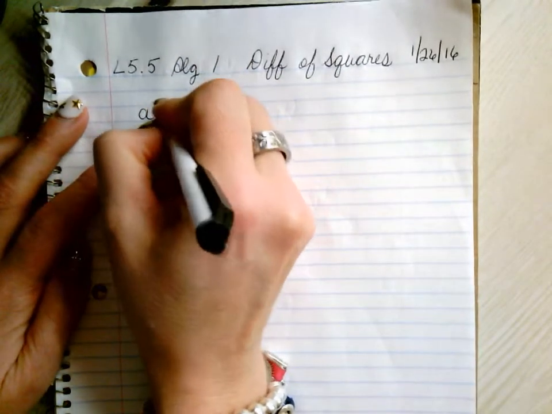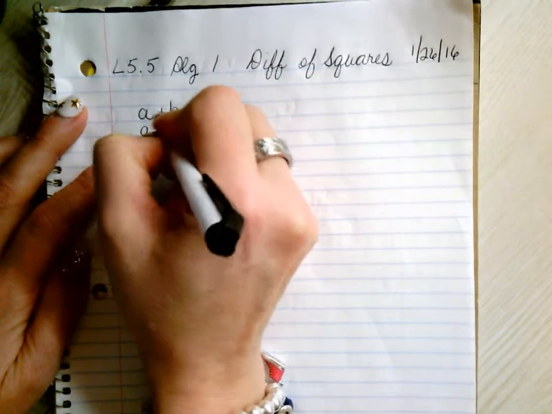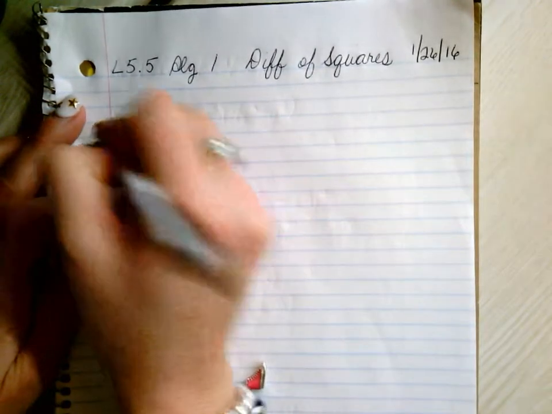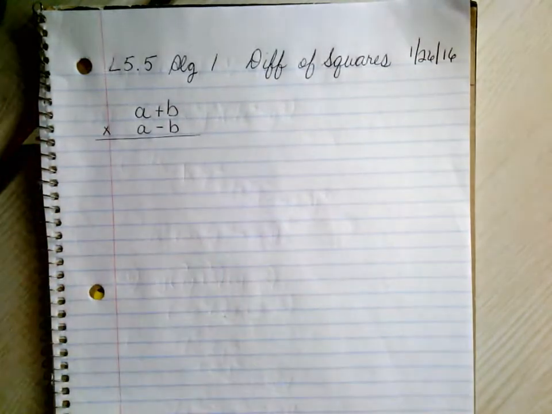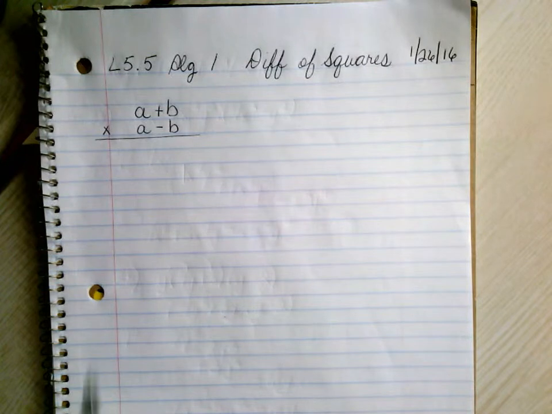Assuming that you understand, this just represents a relationship. A can be anything, B can be anything. As long as A and B are the same thing, separated by either a positive or a negative, this rule that you're about to learn applies. Okay?